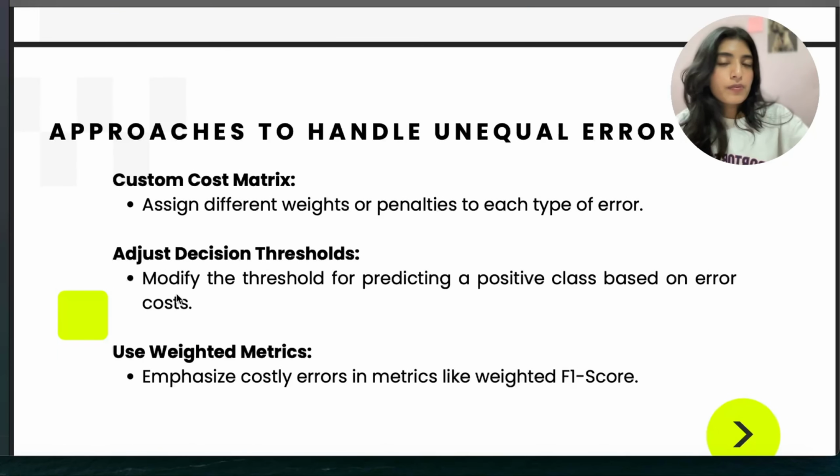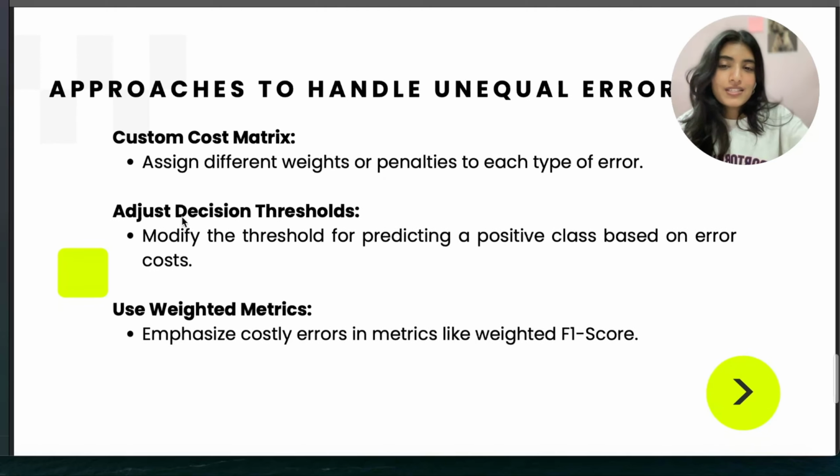We have three approaches. First is the custom cost matrix, which assigns different penalty weights to each type of error. Then we have adjusting the decision threshold, modifying the threshold for predicting a positive class based on error cost. Then we have using weighted metrics, which emphasize costly errors in metrics like weighted F1 score. In medical diagnosis, misdiagnosing a serious illness can have severe consequences.